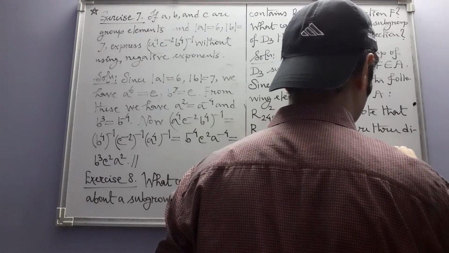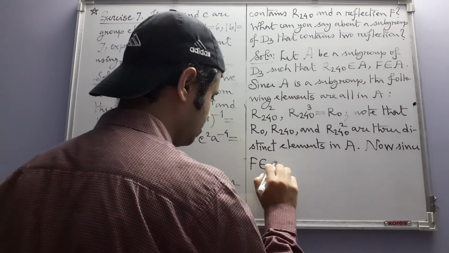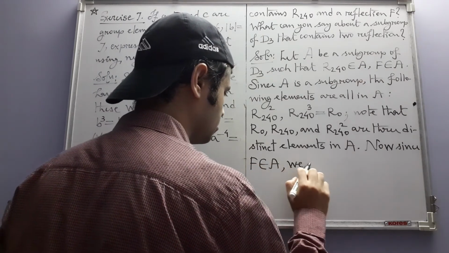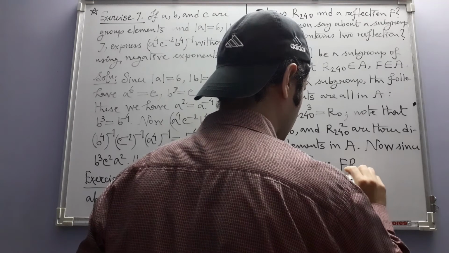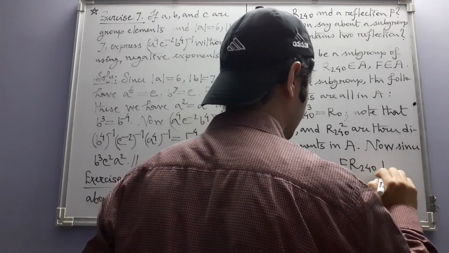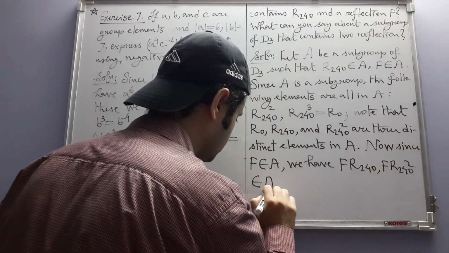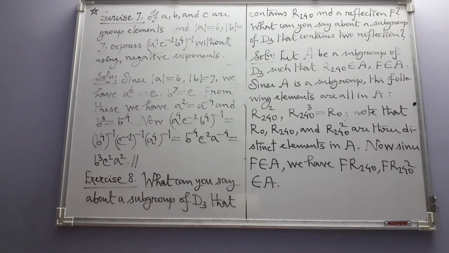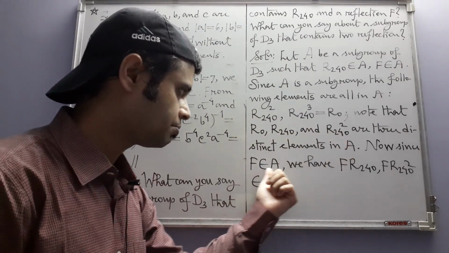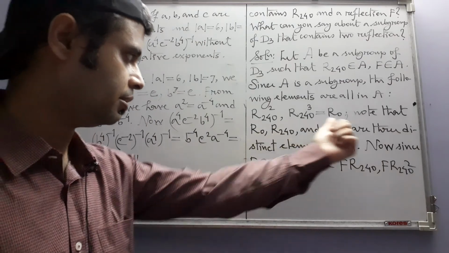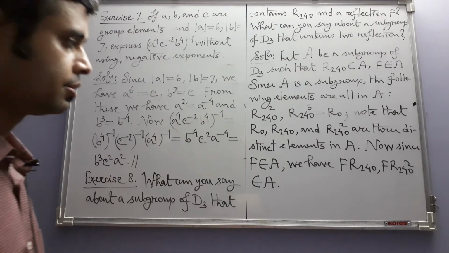Now, since F belongs to A, we have FR240 and FR240 square also belonging to A. And just like we proved that these three elements are distinct, we can also prove that these three elements obtained from this by multiplying them by F are also distinct using the cancellation laws.